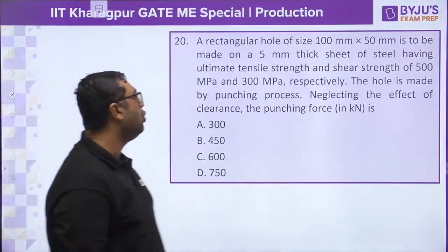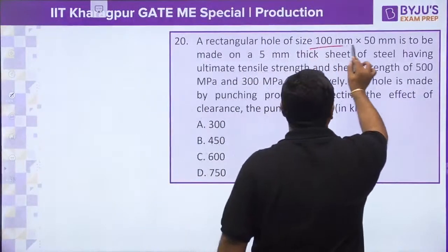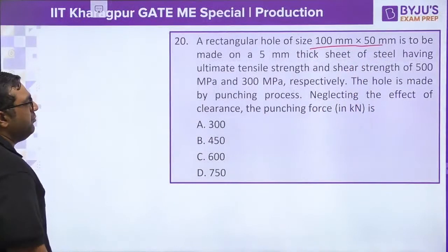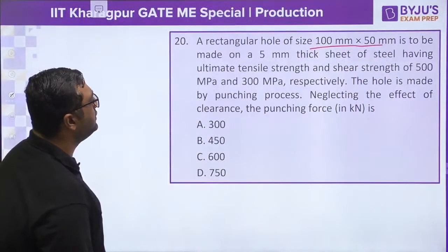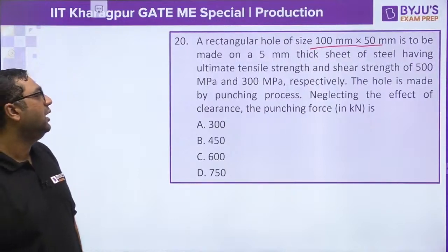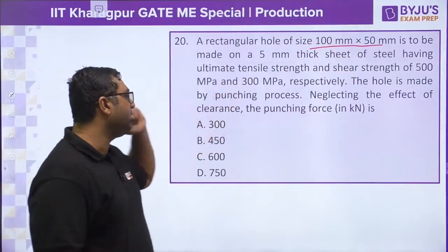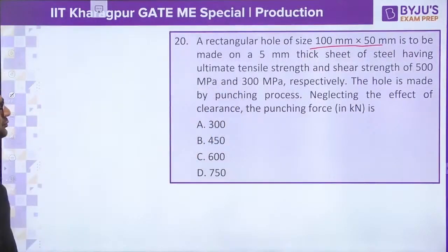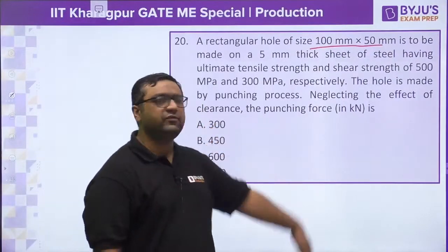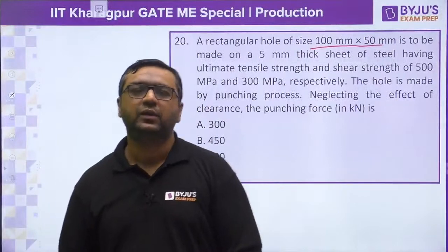A rectangular hole of size 100 mm cross 50 mm is to be made on a 5 mm thick sheet of steel having ultimate tensile strength and shear strength as 500 and 300 MPa. The hole is made by punching process. Neglect the effect of clearance. The punching force in kilonewton is?